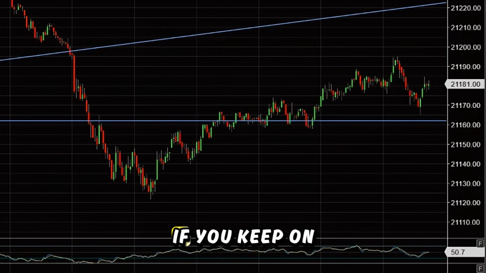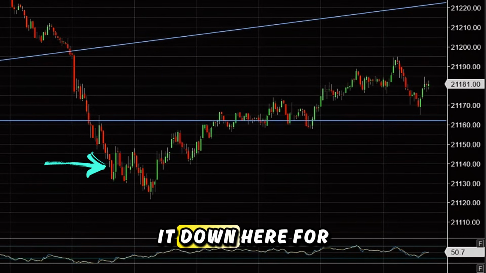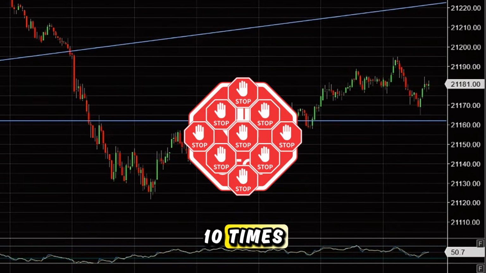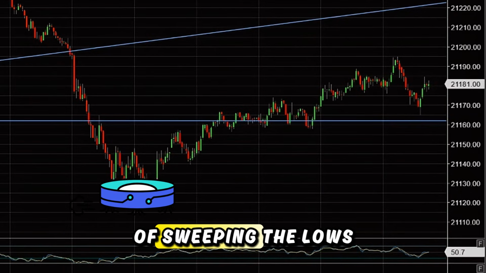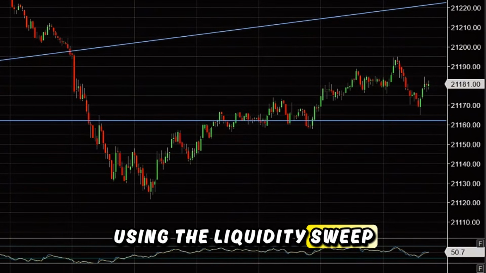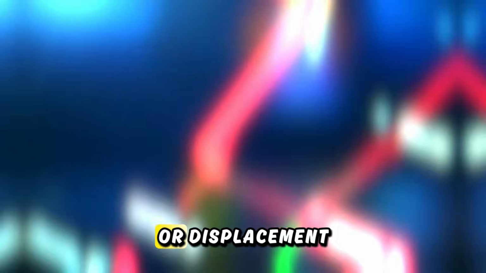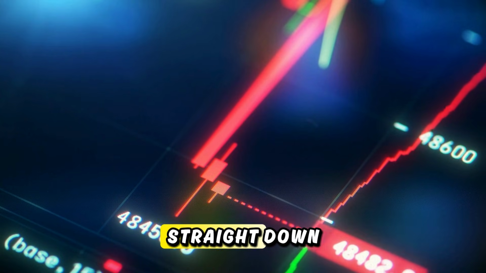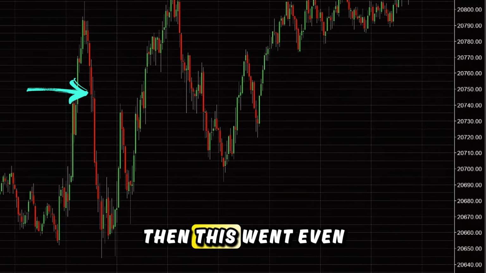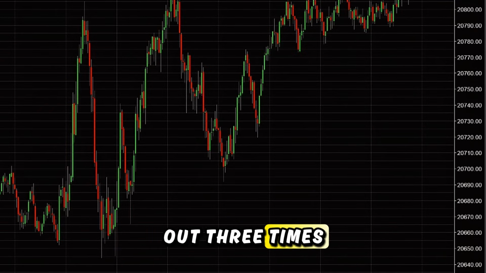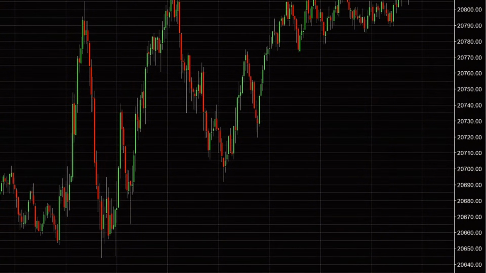As you see here on this chart, if you keep on dipping this 10 point stop loss, 10 point stop loss, 10 point stop loss, and you keep doing it down here for 100 points down, you would have stopped 10 times, and by then you probably tilted and blown some of your accounts. This scalping strategy of sweeping the lows of previous candles using the liquidity sweep strategy only works when it does not have a grind down or straight up action or displacement candles that go 50 or 100 points straight down. As you can see, if you bought the sweep of the previous 1 minute demand, it went lower, and then this went even lower. When you've been stopped out 3 times, make sure you step away, wait for some consolidation before you engage the sweep again, or else you will blow your accounts.